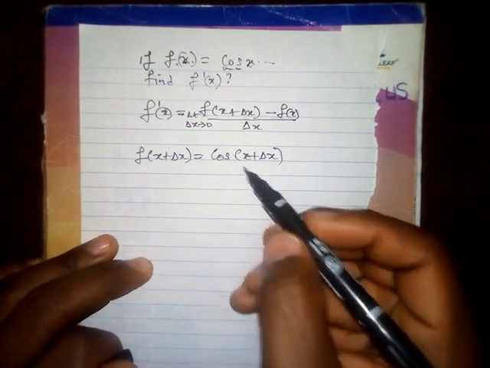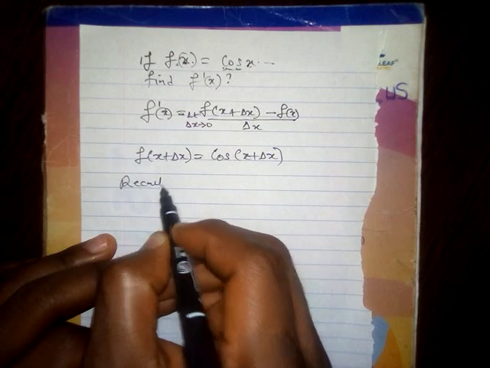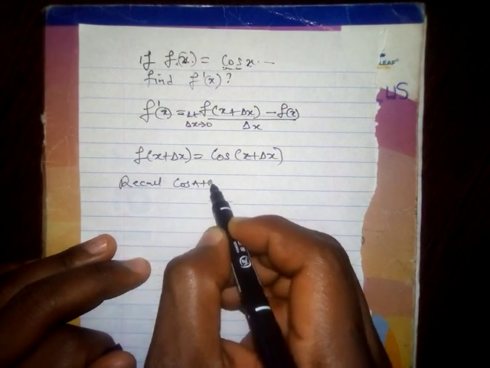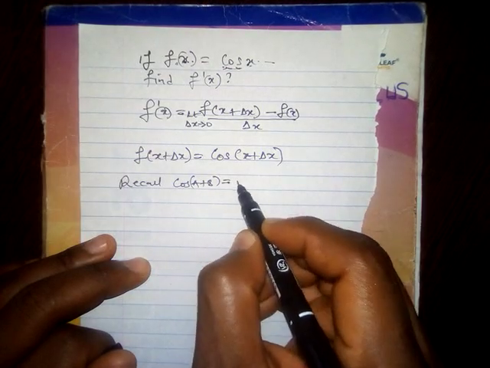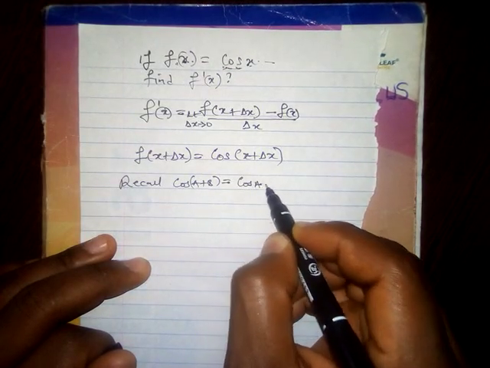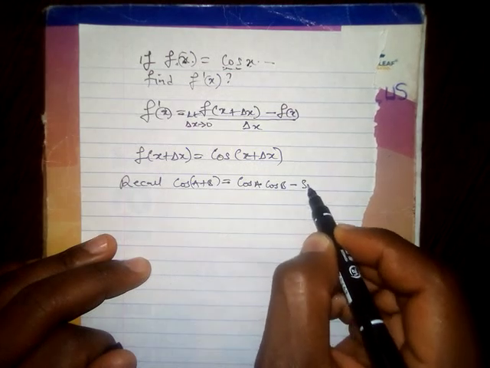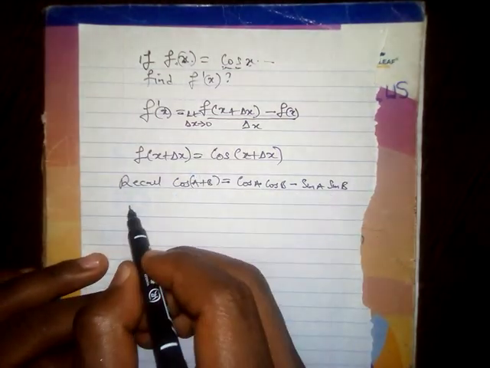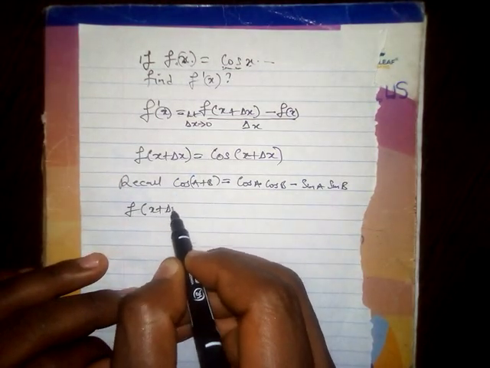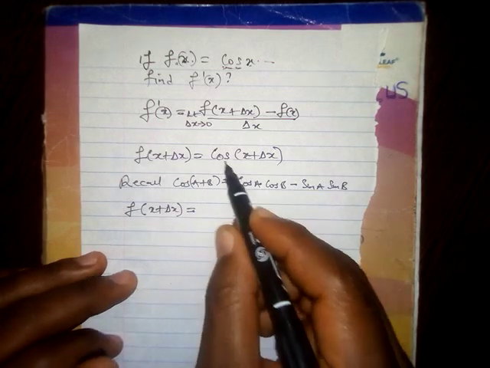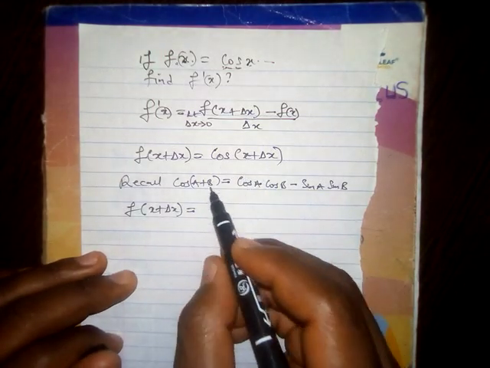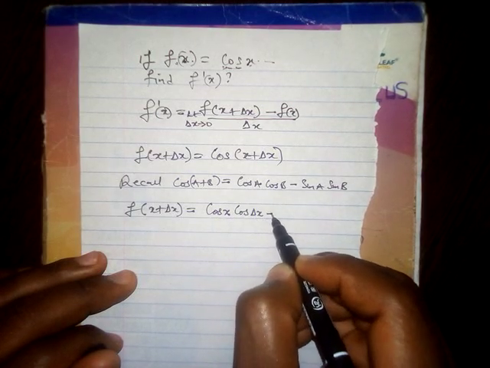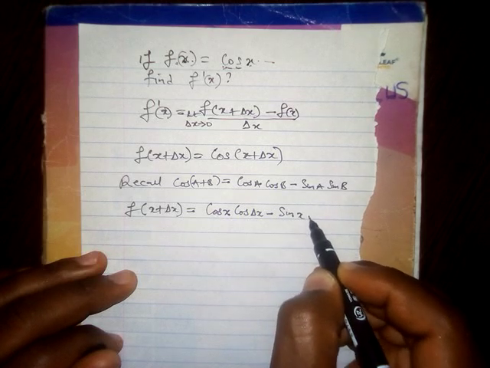Now recall that cos of a plus b is equal to cos a cos b minus sin a sin b. This is one of the trig identities. So therefore our f of x plus change in x is equal to, remember it is cos of x plus change in x, so using the same idea we have this as cos x cos change in x minus sin x sin change in x.